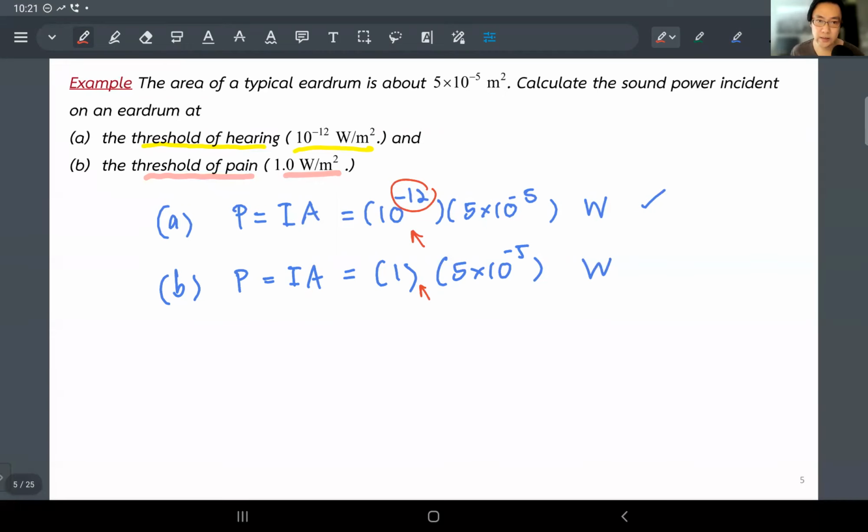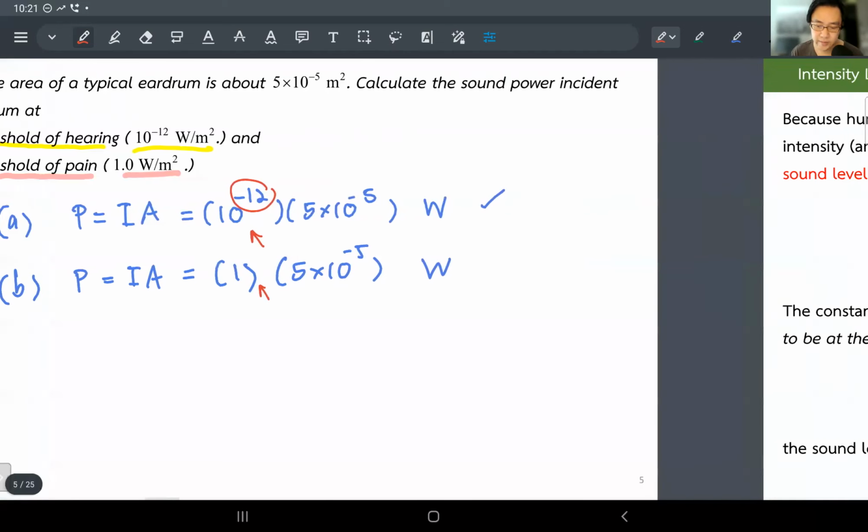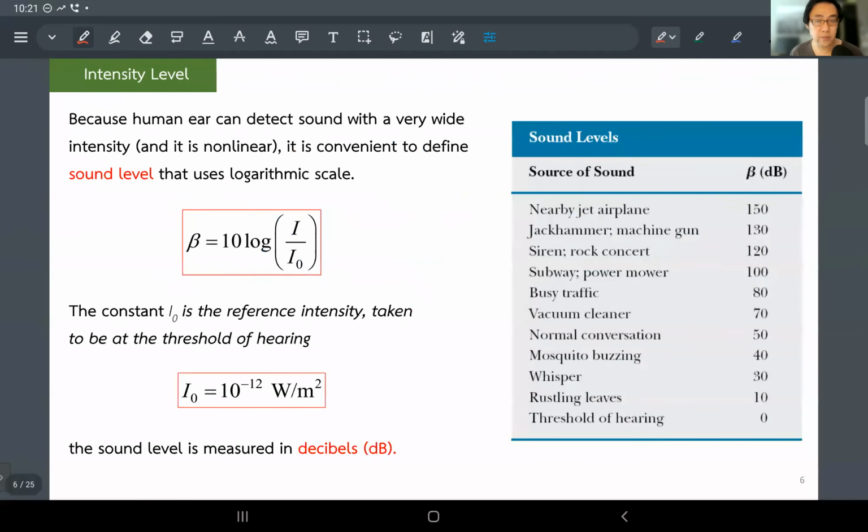This is related to something else that we are going to discuss, but the concept of intensity related to power and surface area is done. This is it. Next, now there is a problem.